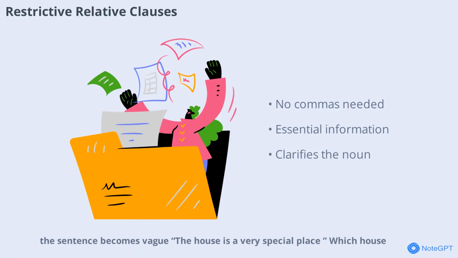"The house is a very special place." Which house? The same goes for sentences like, "I'll always remember the river where we learned to swim." If we remove the clause, we're left with questions. Notice that restrictive clauses don't use commas. They're crucial for clarity, helping the listener or reader know exactly what or who you mean.